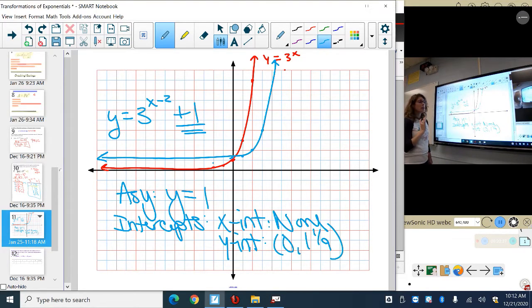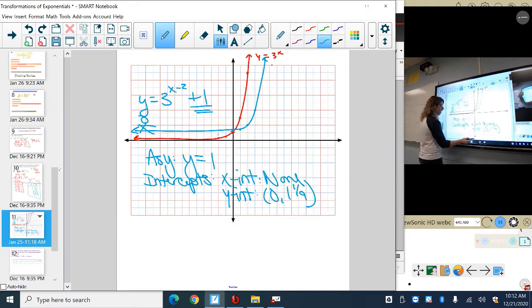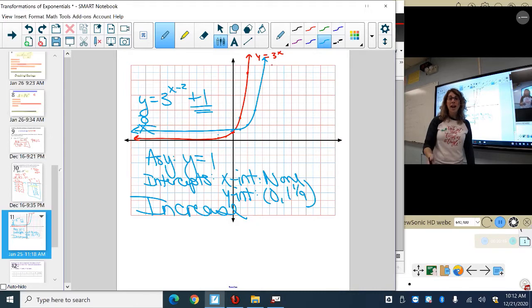Okay? And is this function an increasing function or a decreasing function? So if I put myself on this graph, am I going up the mountain or am I going down the mountain? I am going up the mountain, so therefore this is an increasing function. Okay? You will have a decreasing function when it is a reflection. And we don't have a reflection here, so therefore that's all you needed to do.